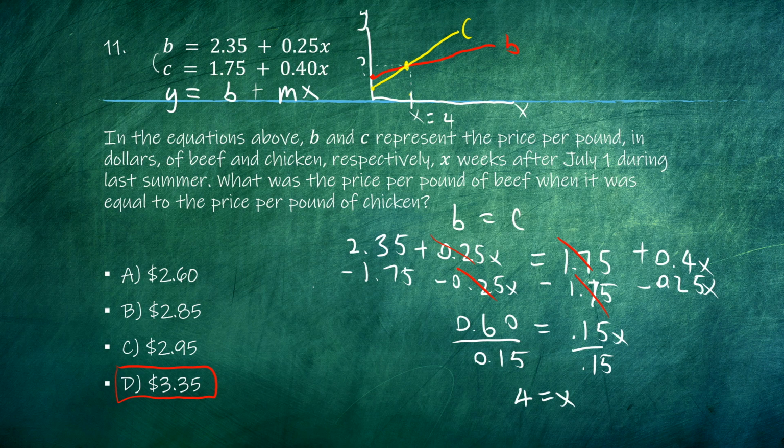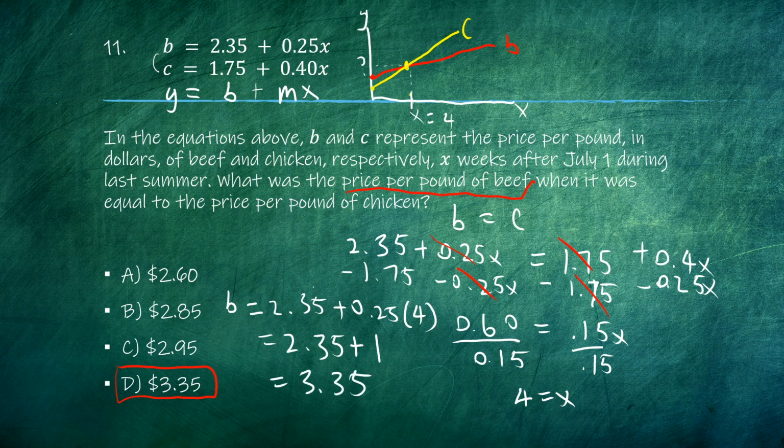And let's look at the question. The question was looking for the price per pound of beef. So we want to know what B is on the 4th week. So B on the 4th week is 2.35 plus 0.25 times 4. So we have 2.35 plus 4 quarters, which is 1. So we have 3.35, which is our answer.